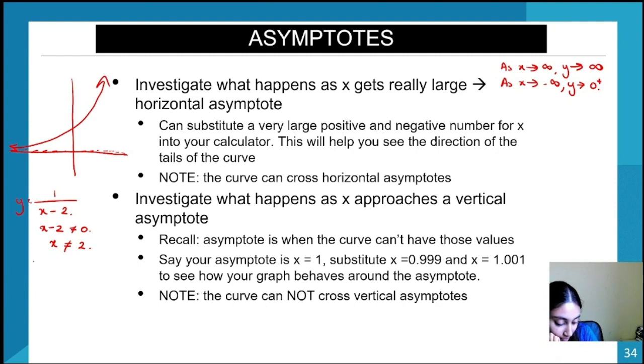So I can write, we have a vertical asymptote at x is equal to 2. Okay.